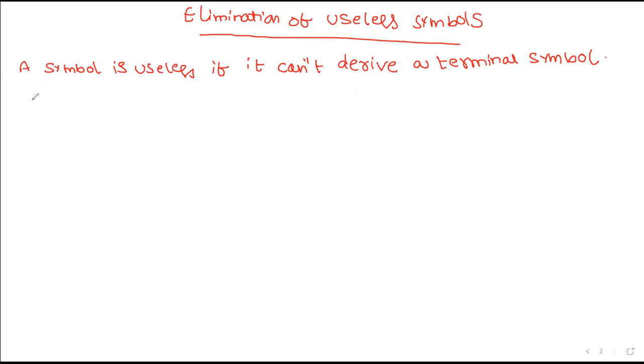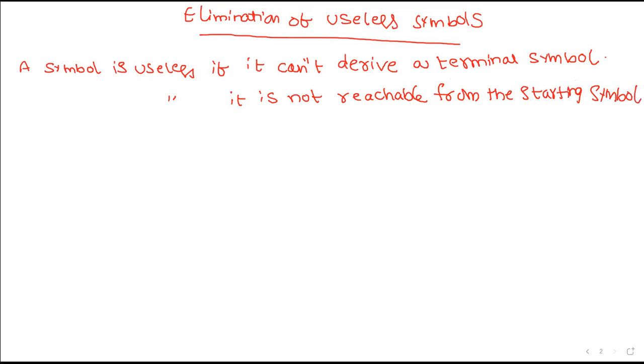And one more point is, a symbol is useless if it is not reachable from the starting symbol. If a symbol cannot derive any terminal symbol, or if it is not reachable from the starting symbol, then that particular symbol is called a useless symbol. We have to eliminate that symbol. Now consider an example, then we will implement the concept.